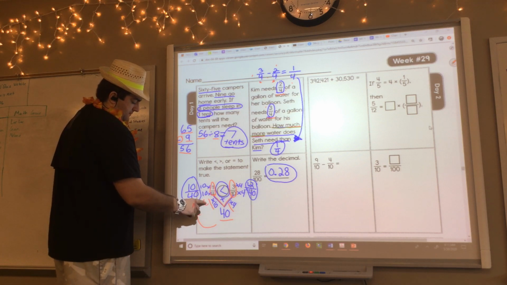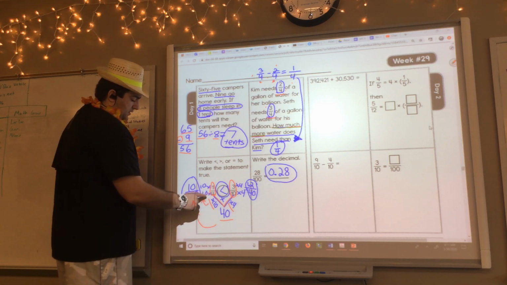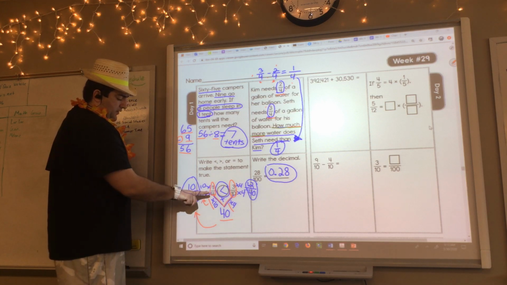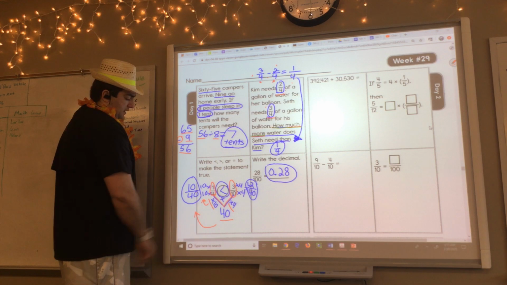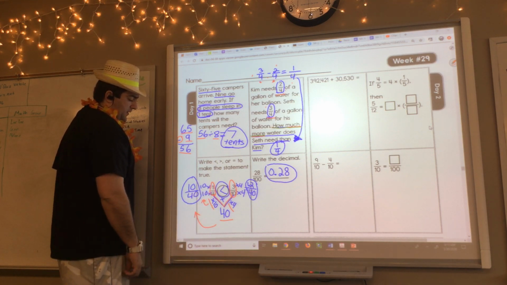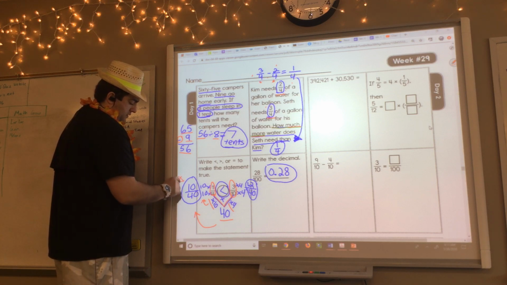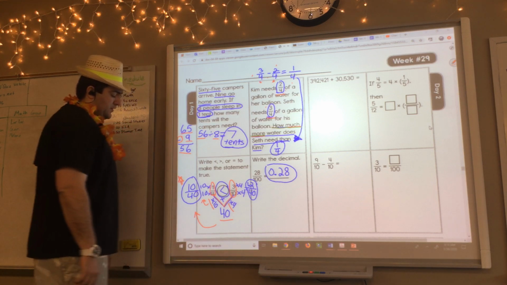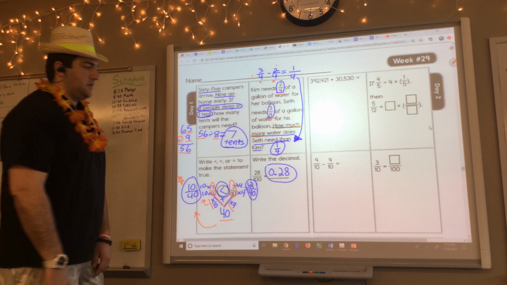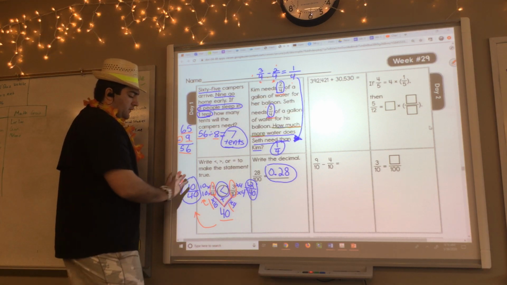Bring it up. Okay, 4 times 10 gets you 40. Whatever you do to the bottom, you got to do to the top. So if you did times 10 here, you better do 10 times 10 up there. So 10 times 1 gets you 10. So here is your first changed fraction. Okay, so you're good. Don't do anything else yet.